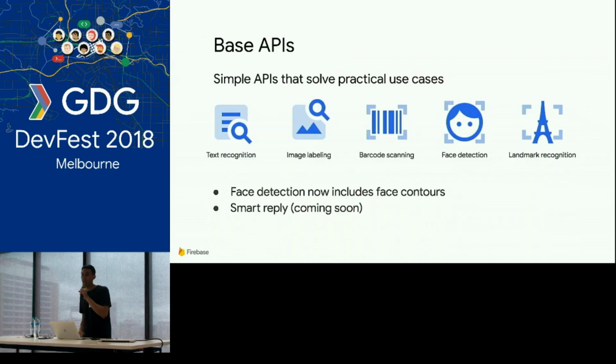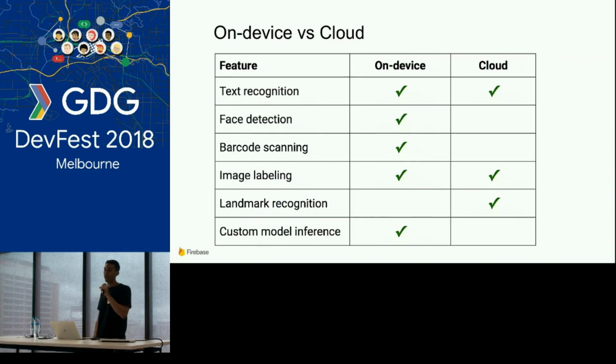Okay, so I'll walk you through the base APIs. I'm going to go a bit quickly because I think most of you have seen some of these before. So these are the kind of base APIs that we have. Text recognition, image labeling, barcode scanning, face detection, and landmark recognition. And we have a new one that's coming soon that we announced at Google I/O, but it's not ready quite yet, called Smart Reply. So this is kind of what they look like from an on-device versus cloud perspective.